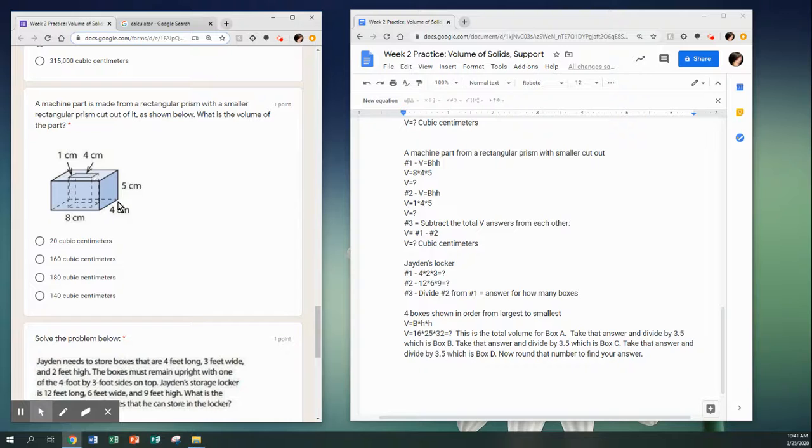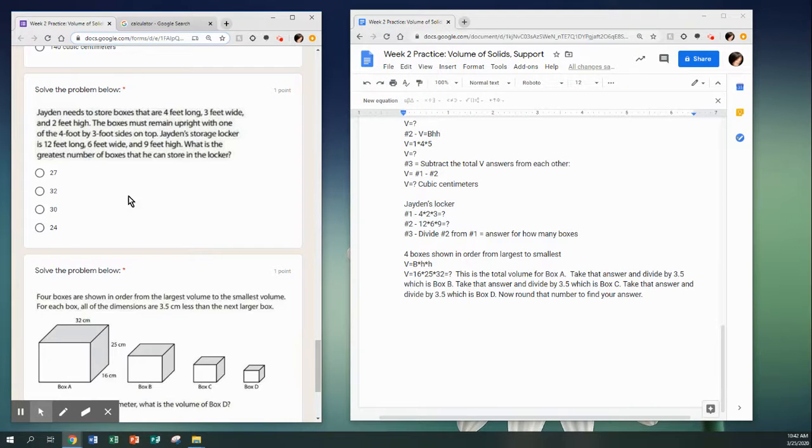And then you need to subtract the smaller number from the bigger number, actually. So number one's answer should be subtracted by number two's answer to get the final answer. So I hope you figure that out correctly.